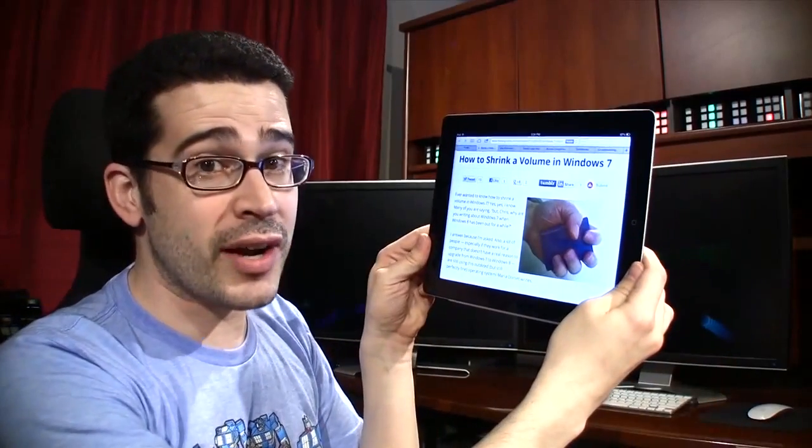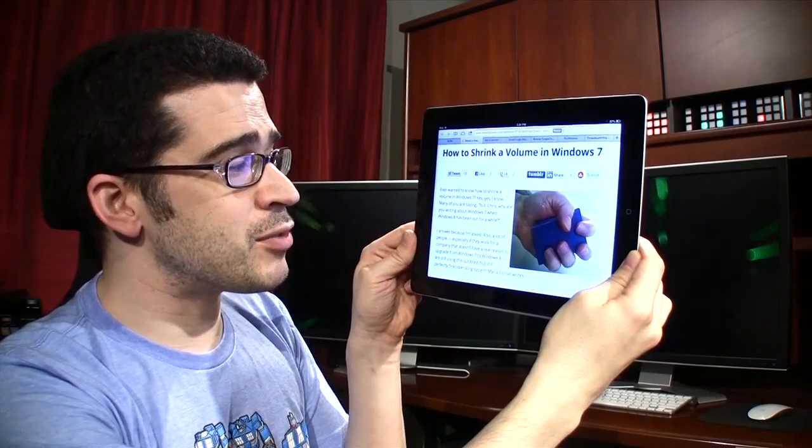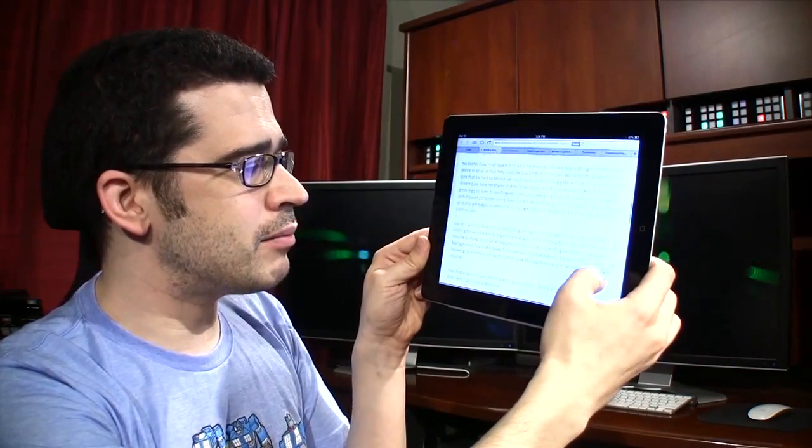Someone asked me how to shrink a volume in Windows 7, and we're not talking about audio. We're talking about your hard drive space. I answered the question at length in this particular article on lockergnome.com. The only reason you might want to do this is because you're wanting to create another partition on that same hard drive. To tell you the truth, I'm kind of surprised that people are still doing such a thing. Be honest with me. When was the last time you partitioned?